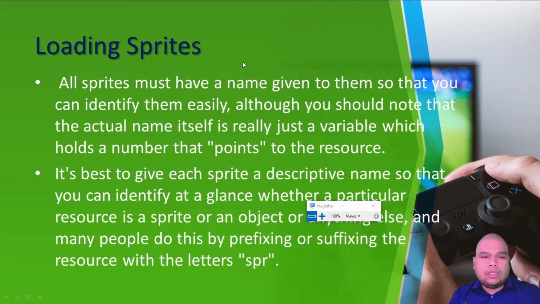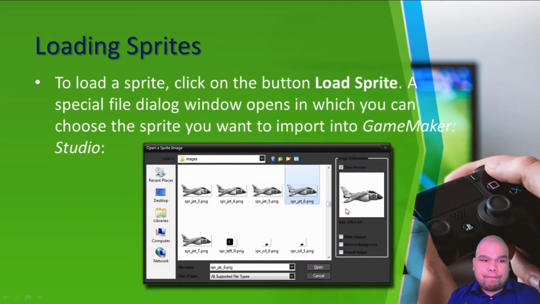All sprites must have a name given to them so that you can identify them easily. Although you should note that the actual name itself is really just a variable which holds a number that points to the resource. So it's best to give each sprite a descriptive name so that you can identify at a glance whether a particular resource is a sprite or an object or anything else. And many people do this by prefixing or suffixing the resource with the letters SPR, which denotes sprite.